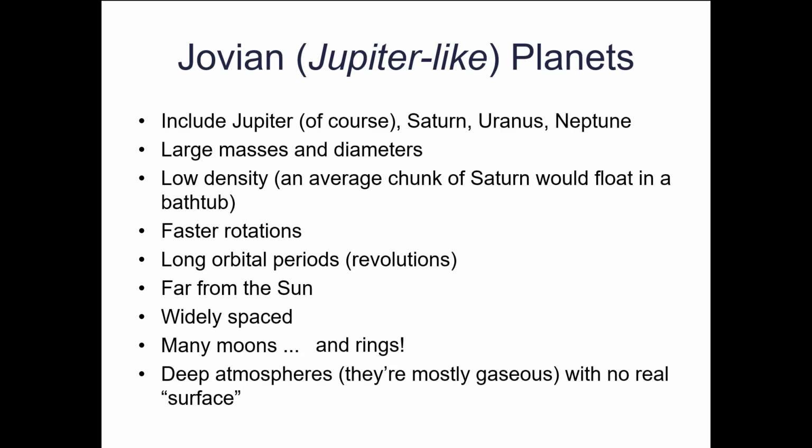Okay, the Jovian planets also have very deep atmospheres. They're mostly gaseous with no real surface, although there's a sort of smooth transition in them as you descend deeper and deeper into the atmosphere. It makes an almost smooth transition from a denser and denser gas into a liquid.